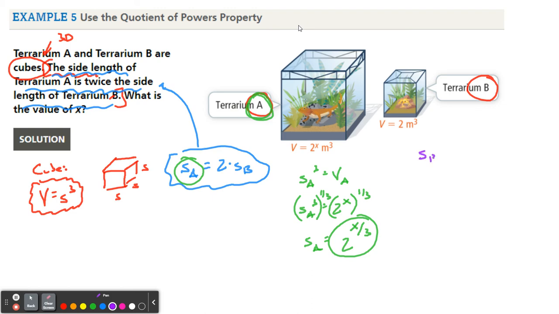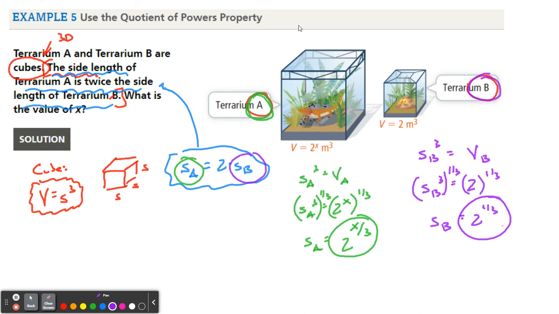And now, let's do the side length of B. So for the side length of terrarium B, we'll do B in purple. It's going to be equal to the side length of B cubed equals the volume of B. So we don't know what the side length of B is, but we do know that the volume of B is 2. And now we're going to, again, take it to the 1/3 power. Those cancel. The side length of B is equal to 2 to the 1/3. And now I'm going to take this and plug it in right there, because it's equal to the side length of B.